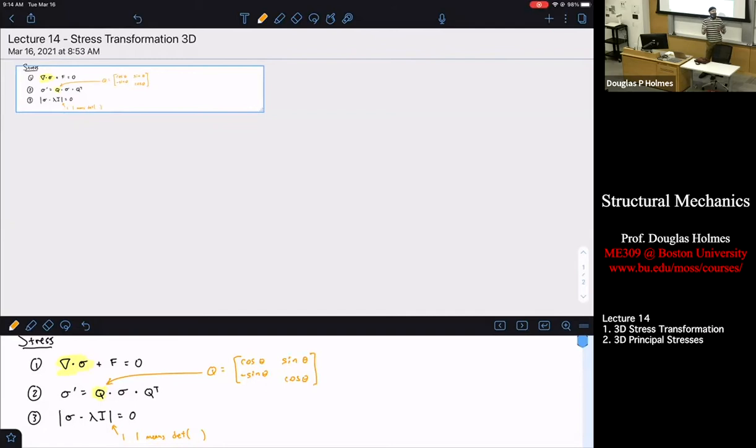So the nice thing is the stress transformation and principal stress equations don't change when we move from 2D to 3D. What does change is Q, the rotation matrix. And the other thing that changes is, you probably know off the top of your head how to do the determinant of a 2x2 matrix, but you probably remember some awful IJK three-column thing that you had to figure out to do the determinant of a 3x3 matrix. And so the equation doesn't change, but the actual calculation tool is more of a pain in 3D.